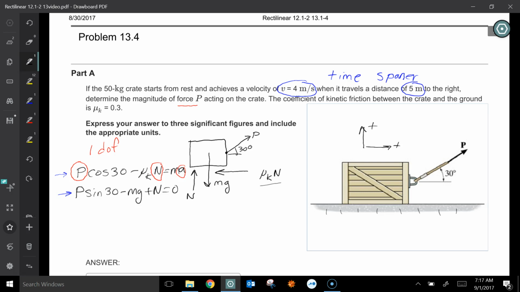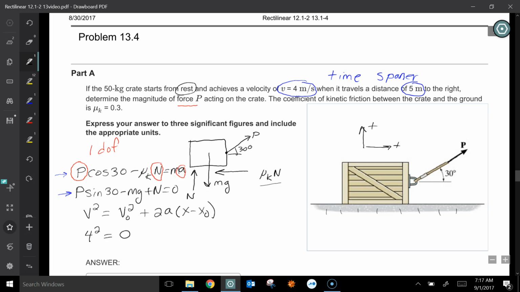So I'm looking for an equation that relates velocity and distance. I have one memorized. It looks like this: v squared equals v0 squared plus 2a times (x minus x0). Let's plug in and see what we have. The final velocity is given to be 4, so this would be 4 squared. The initial velocity is 0, starts at rest.